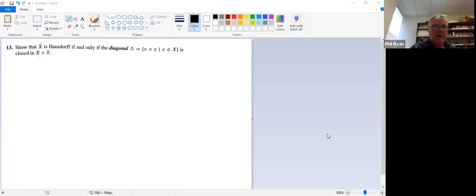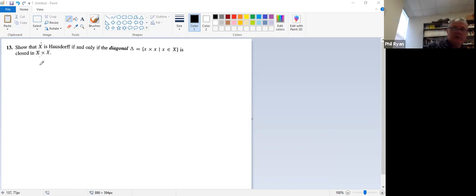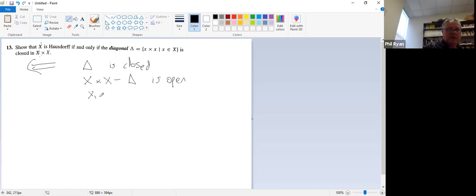Okay. X is Hausdorff if and only if the diagonal is closed in the product topology. Well, let's assume that. Let's go this way and assume that the diagonal is closed. So that means x cross x minus the diagonal is open. And so let x1 and x2 be elements of x which are different.